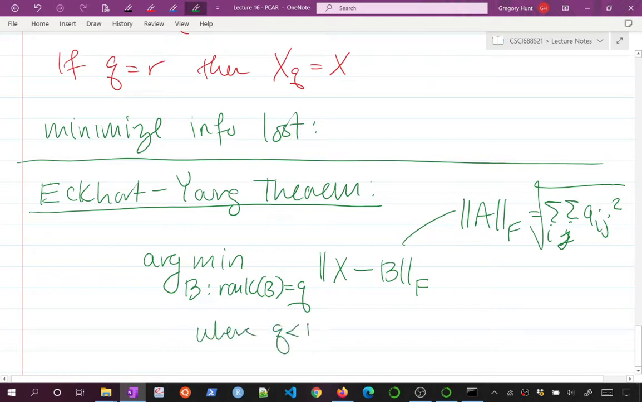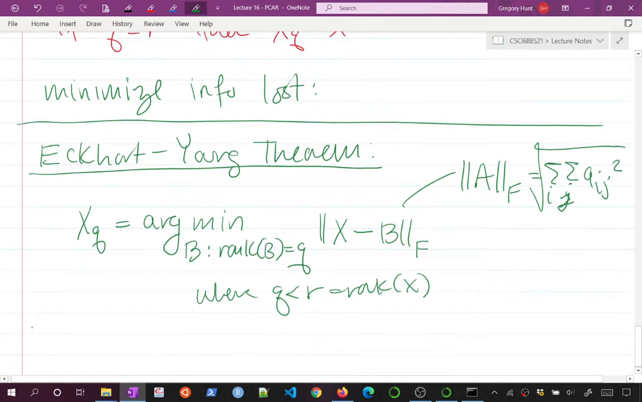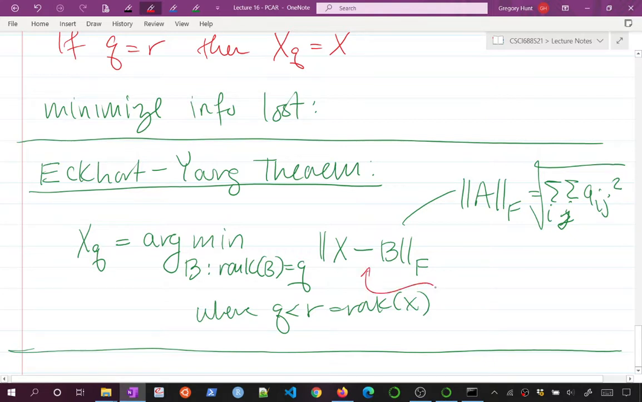Where Q is less than R, or rank of X, right? What's the closest rank Q version of X? The closest matrix that's rank Q, but is closest to X. Well, what's the answer? It's X_Q. Not maybe too surprising. The proof of this is actually very, very similar to the proof that we went through last time, so I won't go through it. But the idea is that this is like a minimum. If I use, say, X_Q over X, so I reduce the dimension or reduce the rank of this data, what do I lose?